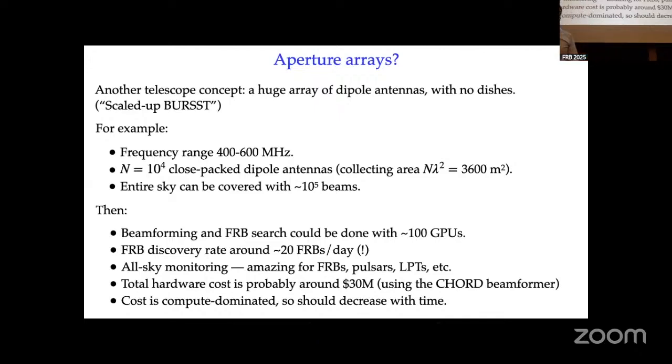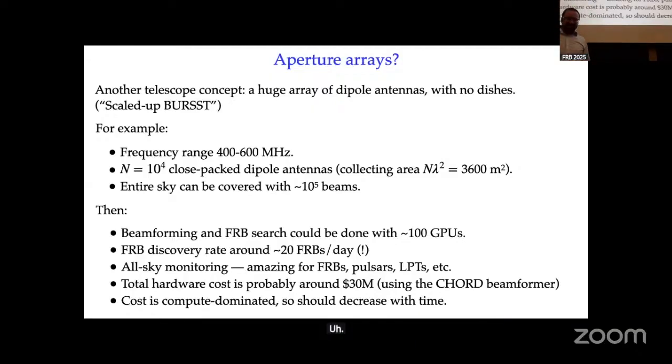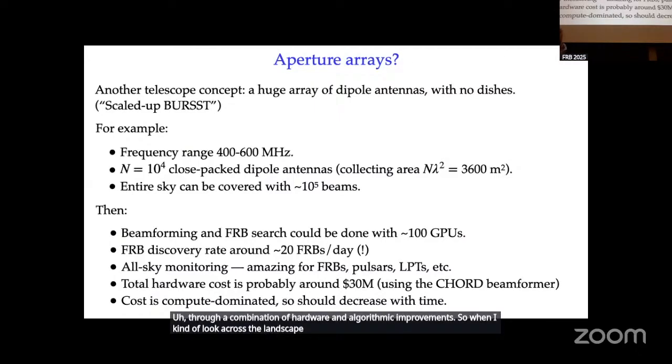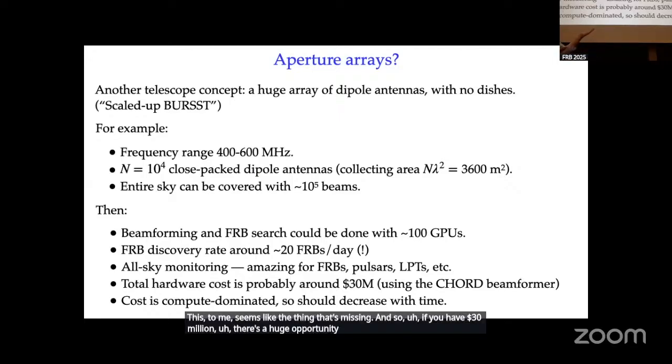The total hardware cost is probably around, I would estimate, $30 million if we use some of this new technology from CHORD. And the cost is compute dominated, so it should decrease with time through a combination of hardware and algorithmic improvements. So when I look across the landscape of radio telescopes, there's a lot of different concepts, and this to me seems like the thing that's missing. If you have $30 million, there's a huge opportunity to do it now. If that's too expensive, then you can wait, according to the last bullet point.